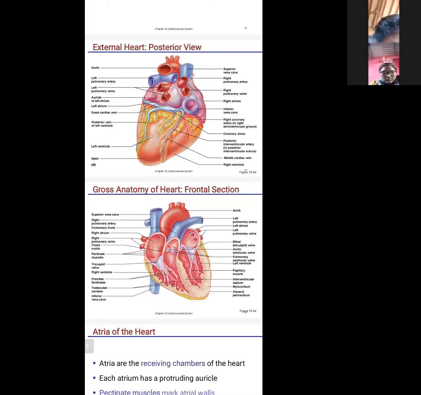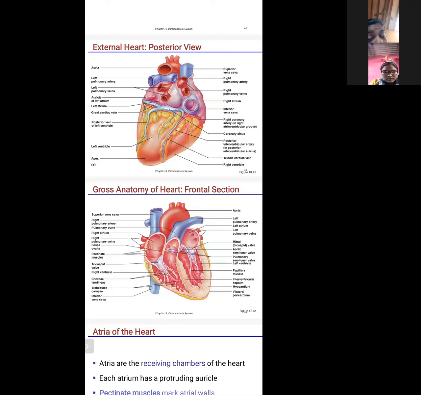Okay, you understood now? So you know the right atrium, left atrium, right ventricle, left ventricle. Now you know the pulmonary artery and pulmonary veins. And there is a difference in the middle. From the right atrium to the right ventricle, there is a valve, which we call the tricuspid valve. From the left atrium to the left ventricle, there is a valve we call the mitral valve or bicuspid valve.